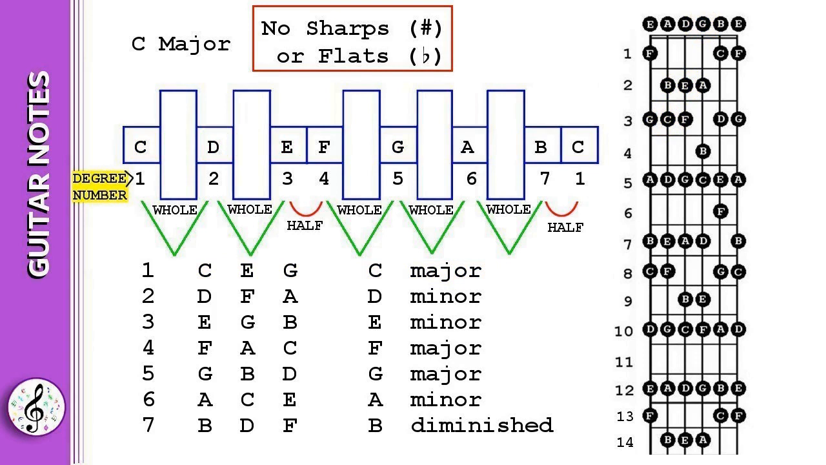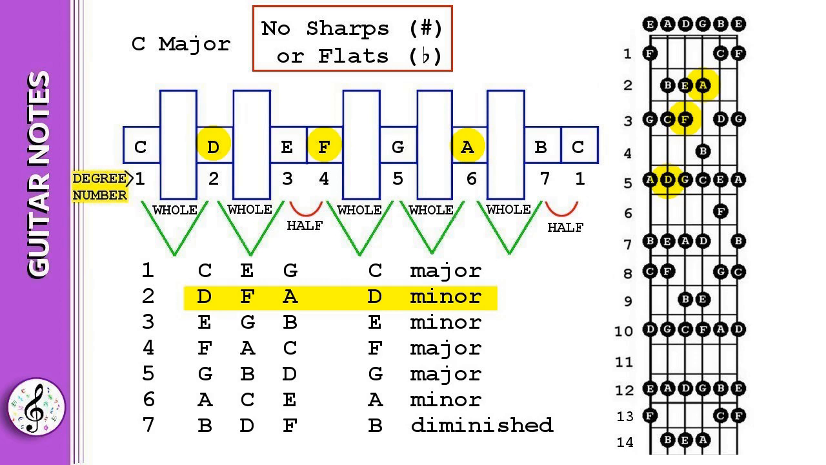We do the same thing. We start with that note number 2, or the degree number 2, which is a D. We skip the next note. We take the next note after that, which is an F. We skip the next note, and we take the next note after that, which is an A. So we have D, F, A. So that is the second chord, and it is a D minor.